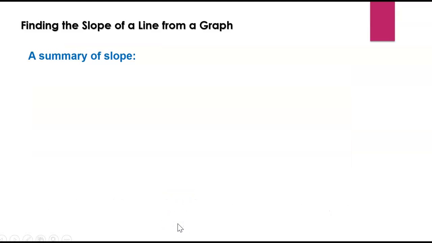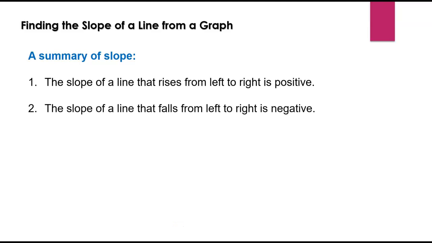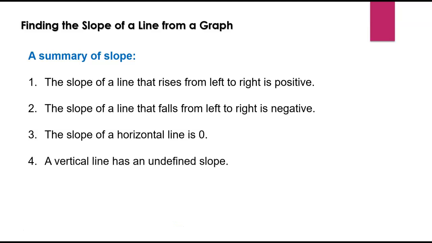Here's a summary of slope that will wrap up our short lesson. The slope of a line that rises from left to right is positive. The slope of a line that falls from left to right is negative. And the slope of a line that is horizontal is 0. This vertical line has undefined slope. And that completes our lesson about slope.